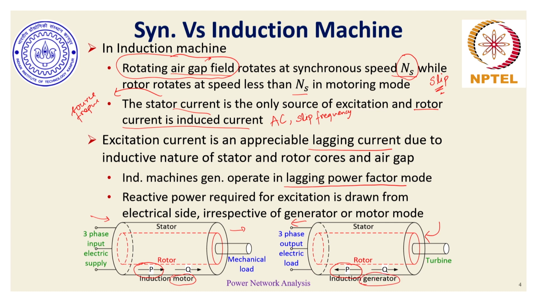And for induction machines, be it motor or generator, the reactive power is always drawn from the electrical side so that this air gap MMF field can exist for the machine to operate. That's the reason why reactive power is always drawn from the excitation or source side, irrespective of the induction machine operating as a generator or motor.